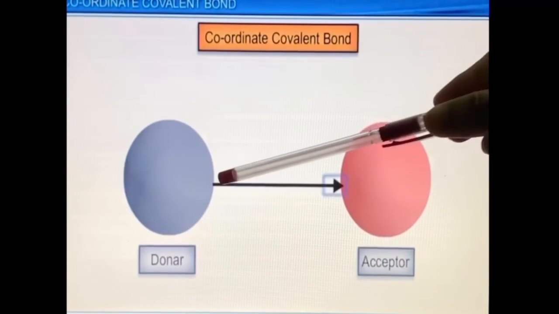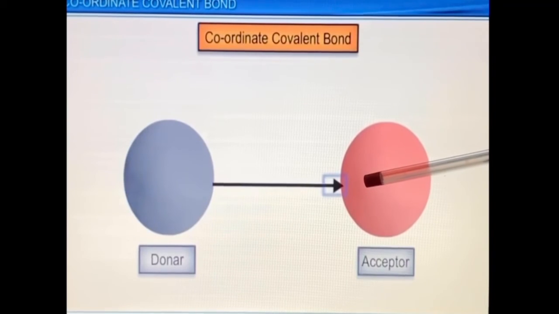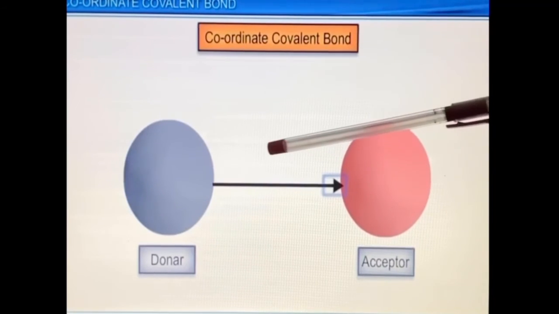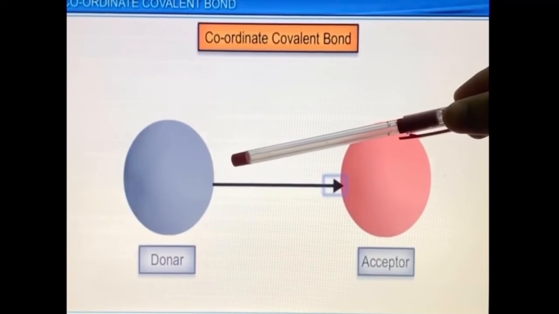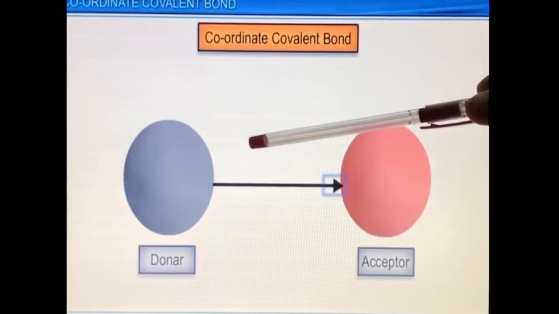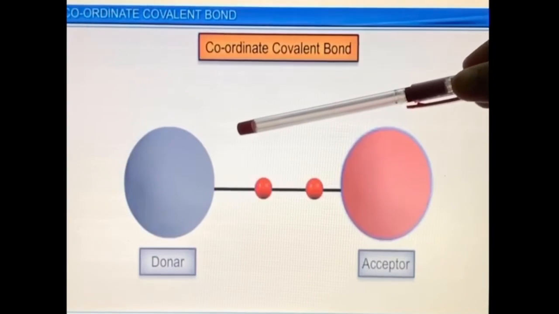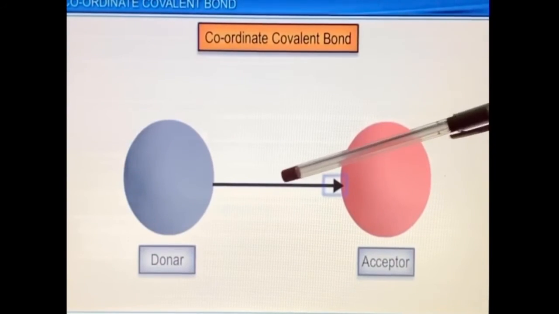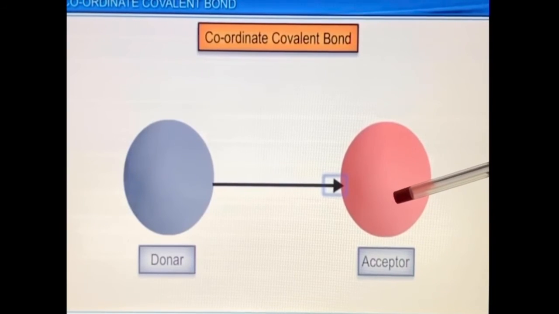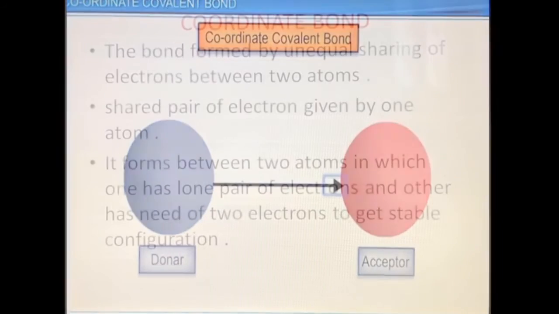It is denoted by an arrow from donor to acceptor. The arrow represents that the electrons involved in a sharing are given by the donor atom, and the other atom is involved in sharing, so that is why it is the acceptor. Listen once again. What is the condition for the coordinate bonding?